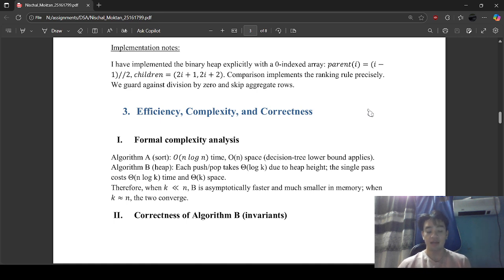For top k by a descending ranking, we keep a size k min heap, so the root is the worst among the current top k. When a new candidate arrives, it just pushes onto the heap, and if the heap size exceeds k, pop the minimum. That discards the worst among the k plus one candidates, preserving the best k.